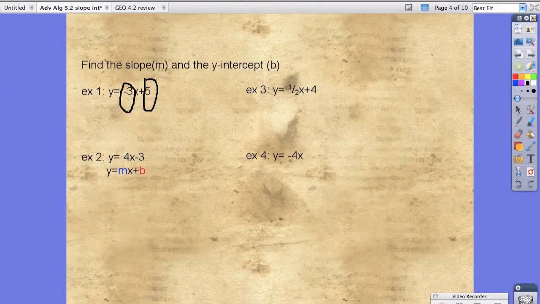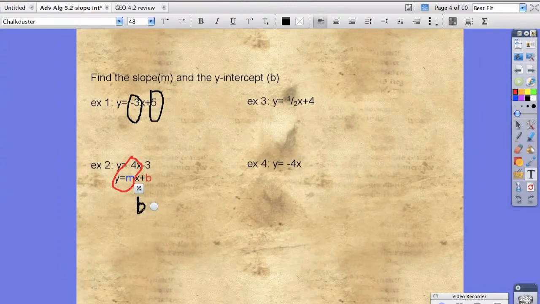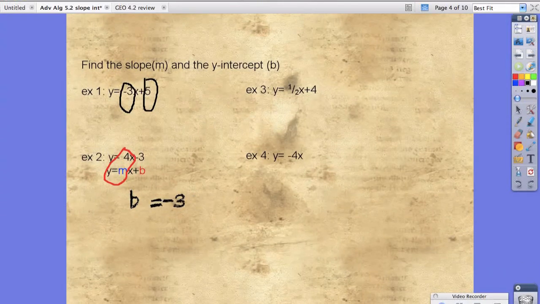So now let's try another problem. For example 2, it's the same idea. Your m is 4. Notice we're only looking for the m, not the x, just the m. So your m is 4, and your b is supposed to be a plus b. Instead this says a minus 3, therefore your b is negative 3. Next problem is example 3. See if you can figure out what this is before I get to it, or pause the screen, because in this problem we have m equal to 1/2 and b equal to 4, or positive 4.